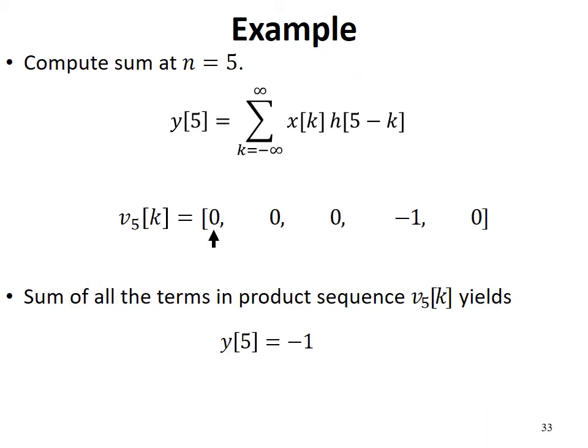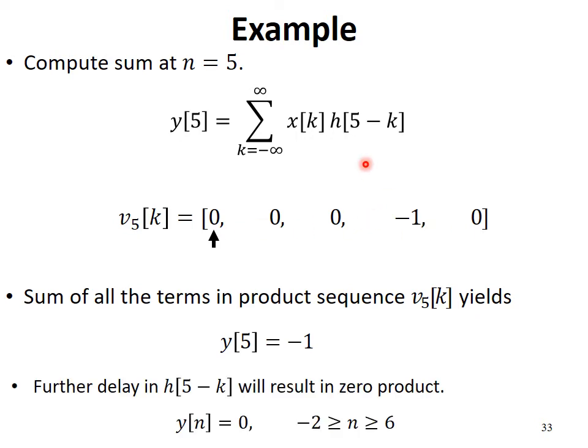Now the next step is to sum all the values in the product sequence v5 of k, and the sum would be simply equal to -1. So y of 5 is equal to -1. Now we can see that if we further delay h of 5 minus k, we will get 0 in the product sequence. All the elements in the product sequence v6 of k would be 0, right? So therefore y of n is equal to 0 when n is greater than or equal to 6, or n is less than or equal to -2, right?